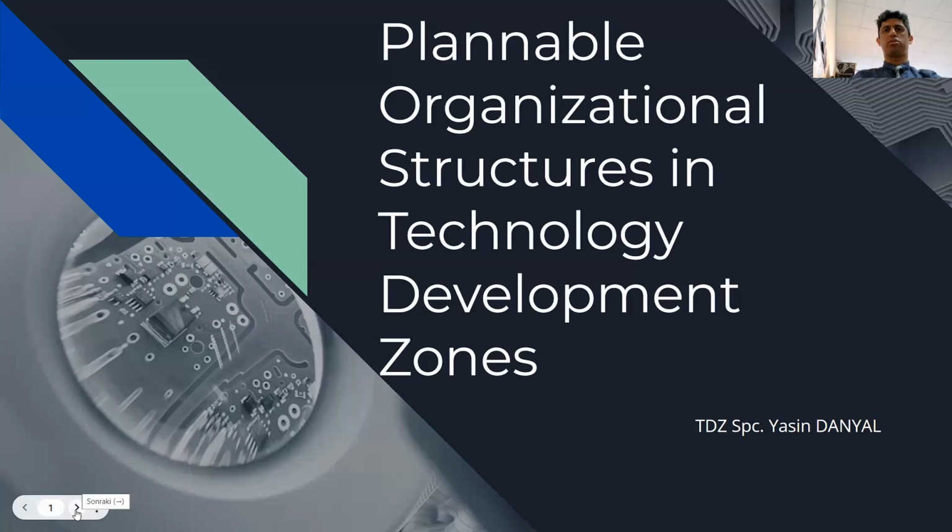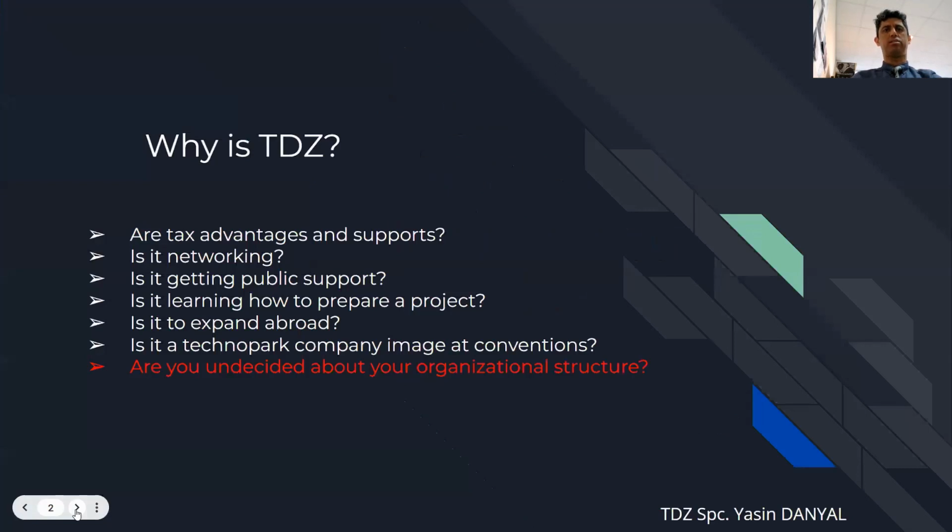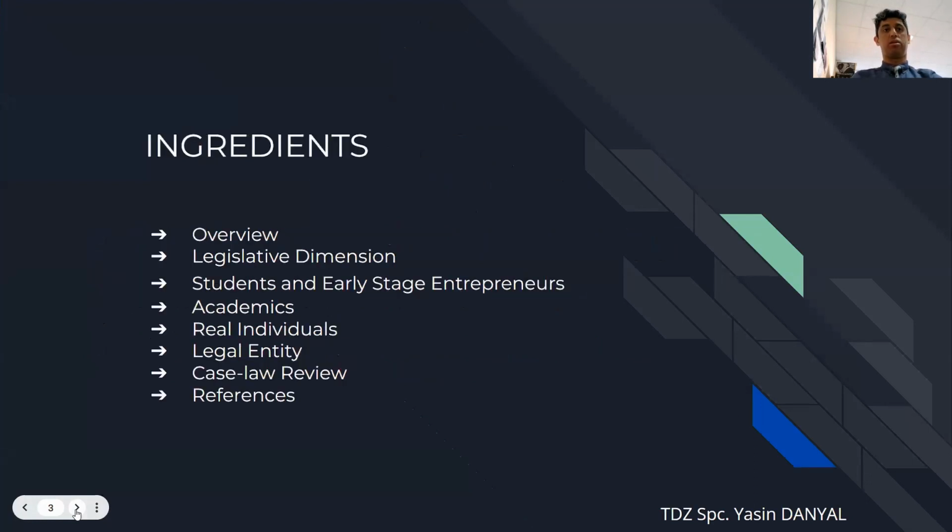Plannable organization structures in technology development zones. Why technology development zones? Are you undecided about your organization structure? Overview, legislative dimension, students and early stage entrepreneurs, academics, real individuals, legal entity, case of review, references.